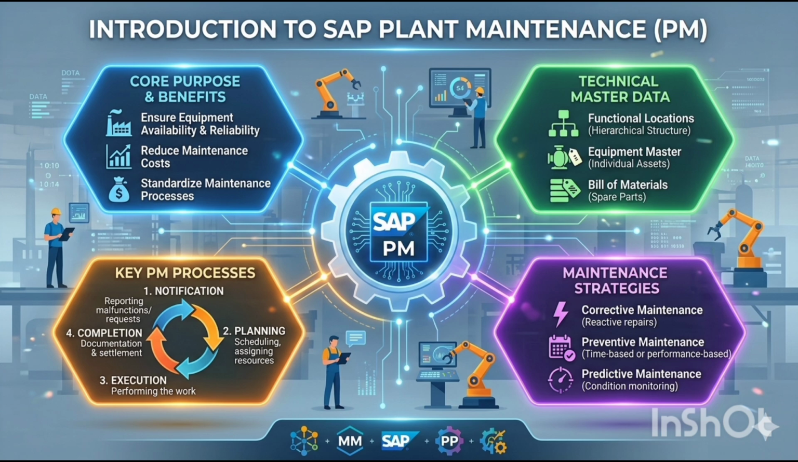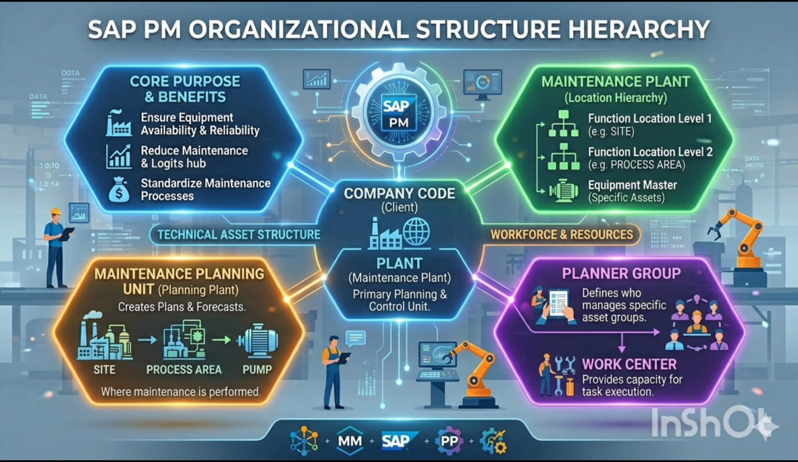The bottom emphasizes SAP PM's integration with other core modules like Materials Management, PP, Production Planning. This cross-module connectivity ensures that spare parts procurement and production schedules are automatically aligned with maintenance requirements, creating a synchronized manufacturing ecosystem. Now let's explain the organizational framework required to manage maintenance within SAP.